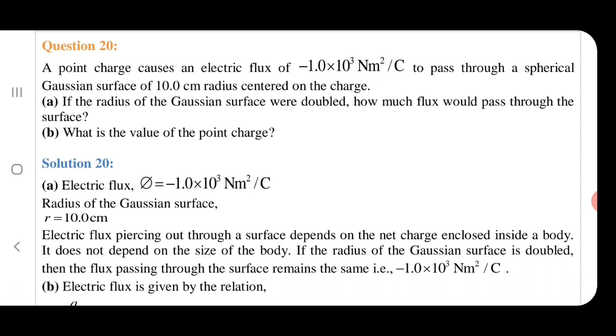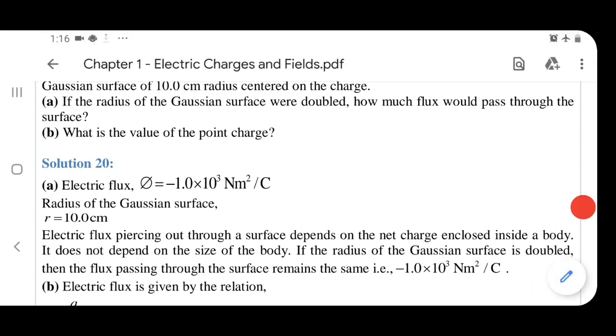So what is given in the question? Flux is given and it's given a spherical Gaussian surface of 10 centimeter radius centered. That means the Gaussian surface is spherical in shape. At the center of that Gaussian surface you have the charge. So the first question is, if the radius of the Gaussian surface were doubled. The flux through a Gaussian surface of radius 10 centimeter is minus 1 into 10 cube. And if the radius of the Gaussian surface is doubled, it means the radius of the surface is now 20. How much flux would pass through the surface?